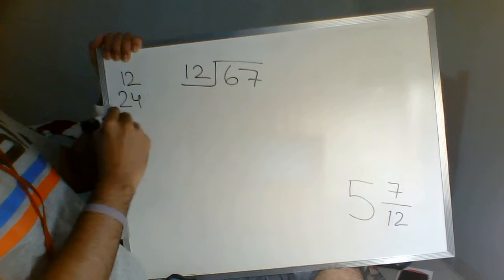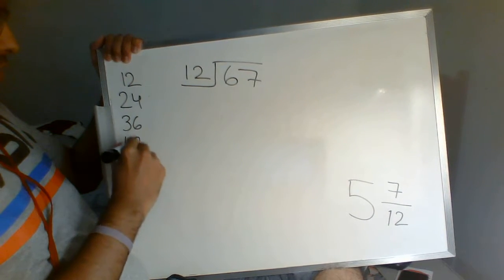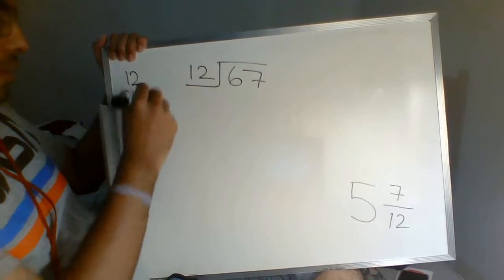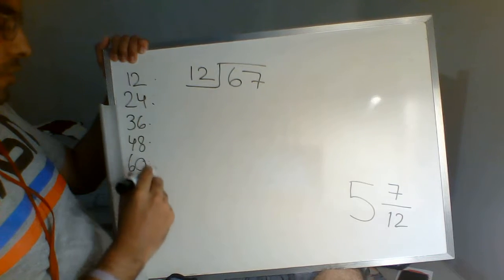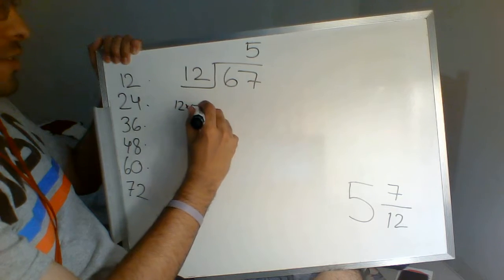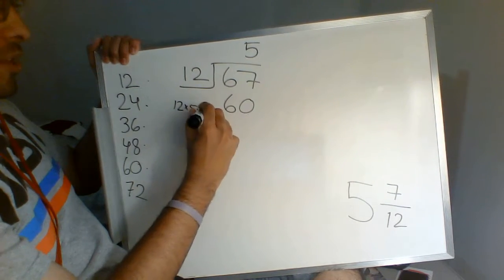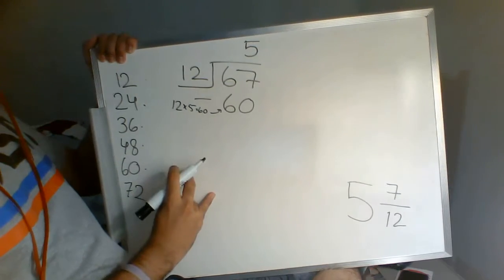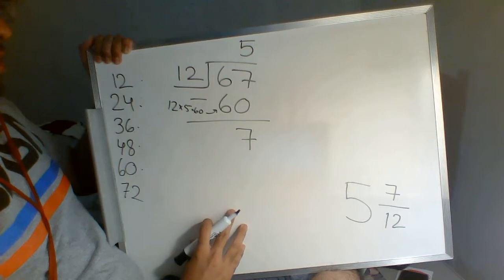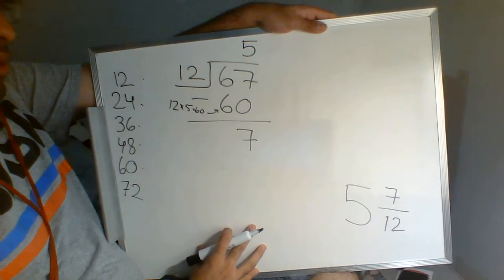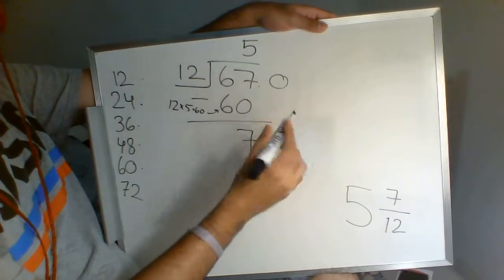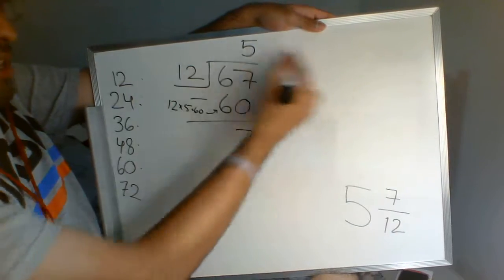So if we just count, we'll get 12, 24, 36, 48, 60, 72. 72 is too big. So we've got 12 times 1, 12 times 2, 12 times 3, 12 times 4, 12 times 5 is equal to 60, which is going to go right there. And we subtract, right? 67 minus 60 is going to leave us with just 7. Now if you notice, we could have obviously kept going. If we wanted to do this with decimals, we could have made it 67.0 and then brought the 0 down and kept going.